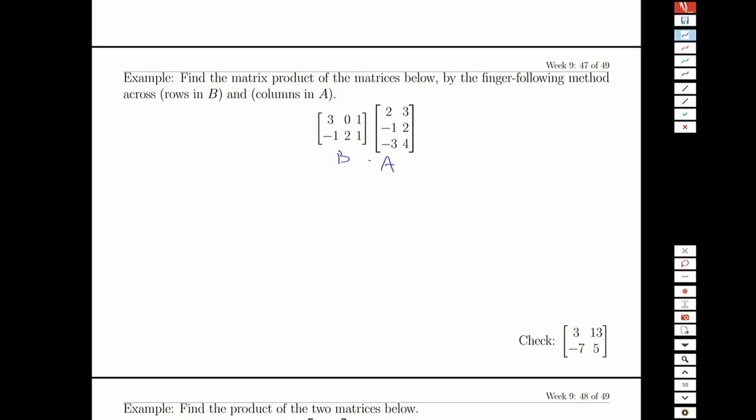Just out of curiosity, how many people have done matrix multiplication before? Almost nobody. Okay, like 2 of you. Fantastic. All right, new for everybody. Love it. So let's do this.